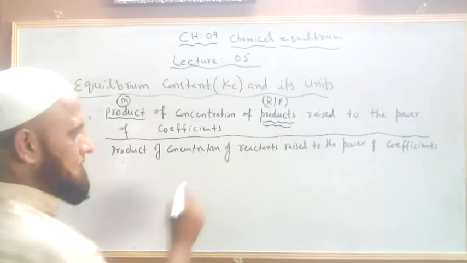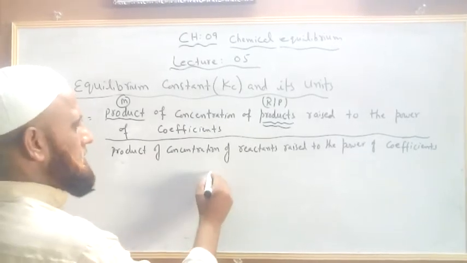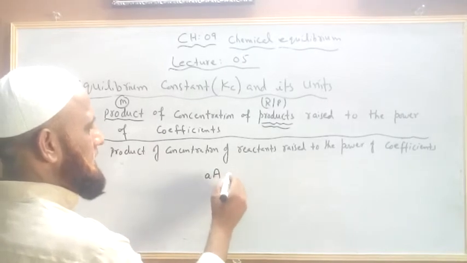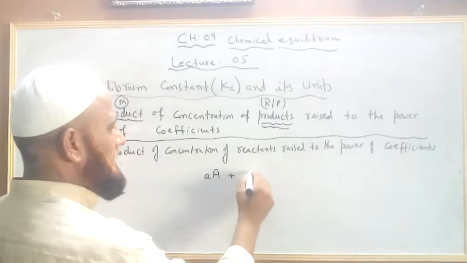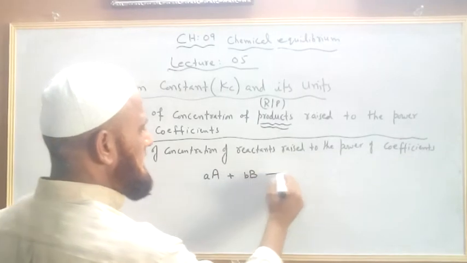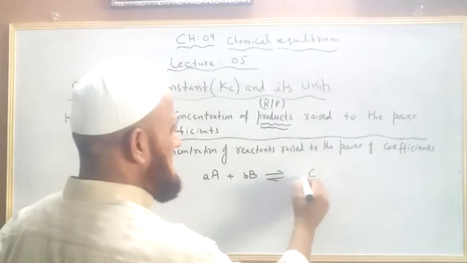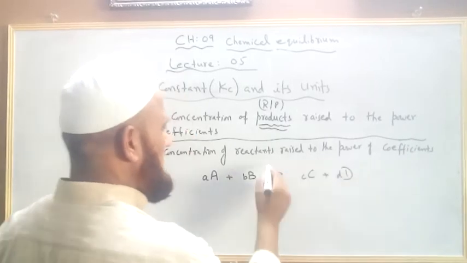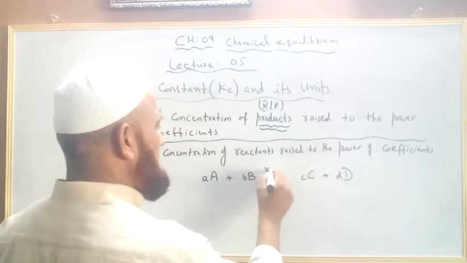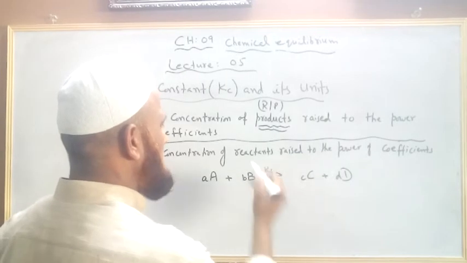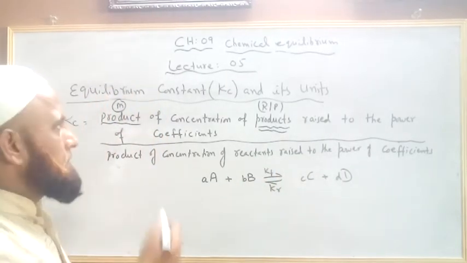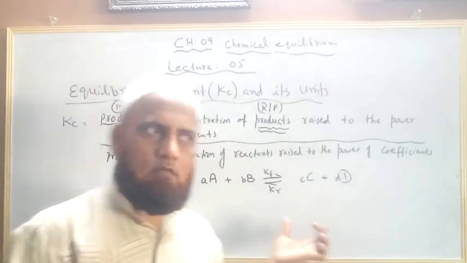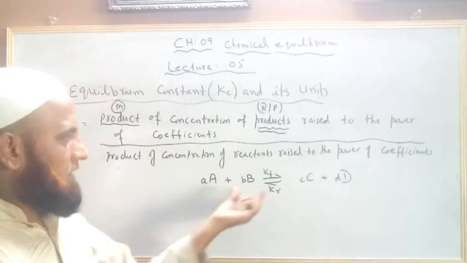Now let's take an example to express how we can express. For example, I am gonna use A, its coefficient is small a, and B having coefficient small b. Then C with coefficient small c, and D with coefficient small d. This is Kf, and this is Kr, as previously when we were drawing the derivation. We have discussed this.